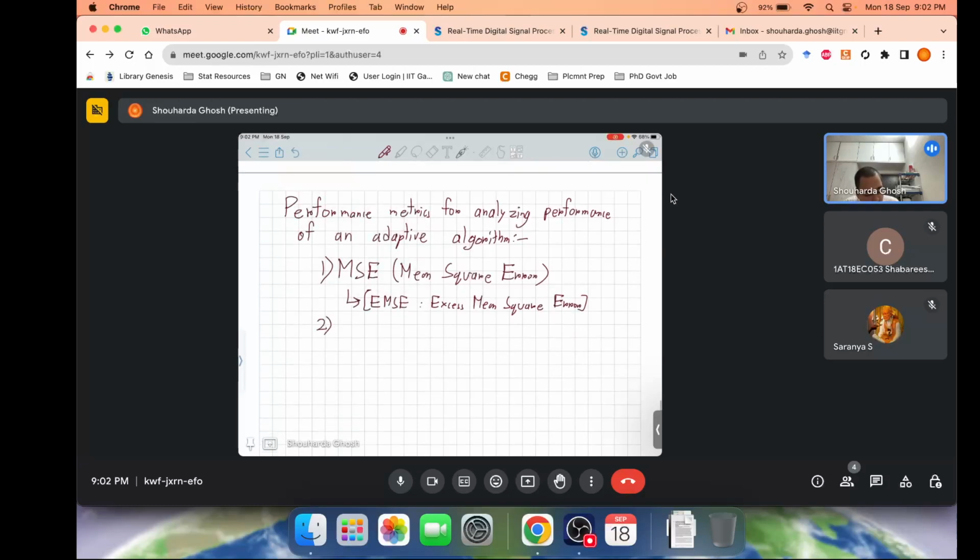Then the second one is MSD, mean square deviation, and an even better version of this is the NMSD, the normalized mean square deviation.